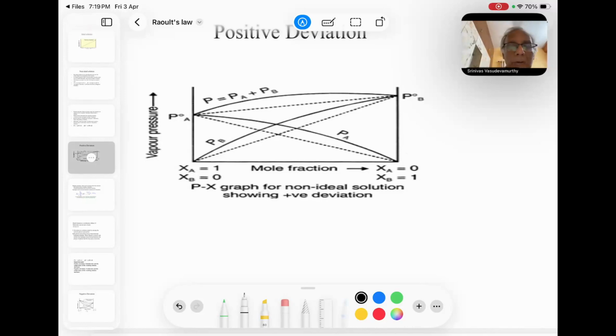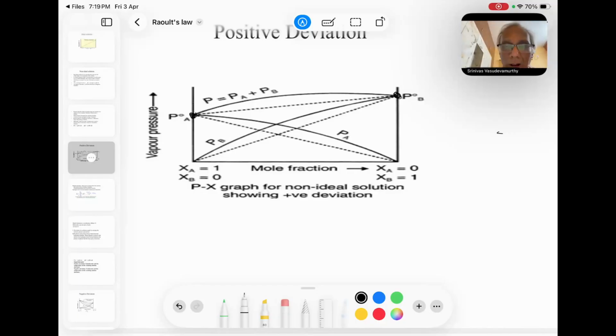At the left extreme, the mole fraction of A is 1, so P naught A is shown on the Y-axis. At the right extreme, the mole fraction of B is 1, so P naught B is shown. The change is shown with the mole fraction. Dotted line for an ideal solution, curved line for a non-ideal solution. The curves are higher than the dotted line because it's a positive deviation.